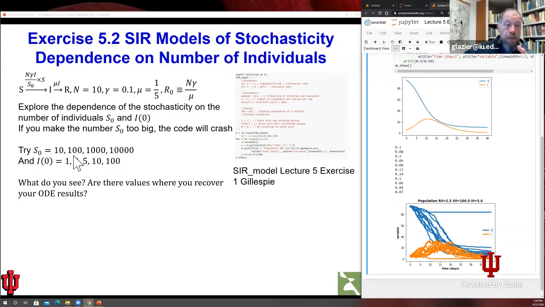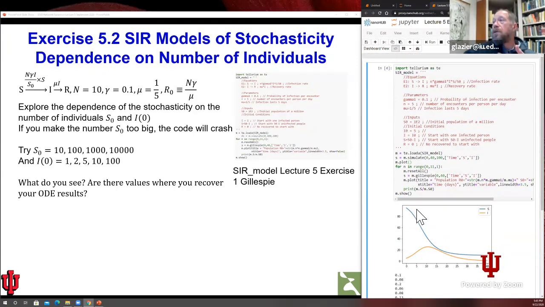So now you could try changing S naught and changing I naught and seeing what happens. If you make S naught bigger, does the stochastic fluctuation get bigger or smaller? And in principle, we could do all sorts of things with parameter scans, but we can do this by hand. So here I started out with 100 individuals. Let's make it, everybody do this together, make it 1,000.